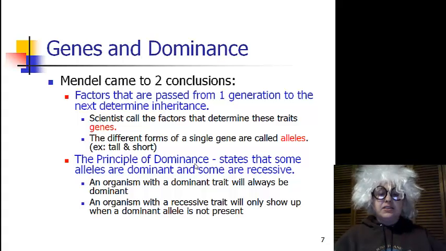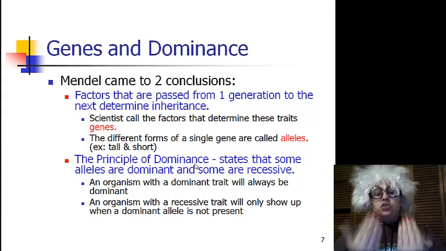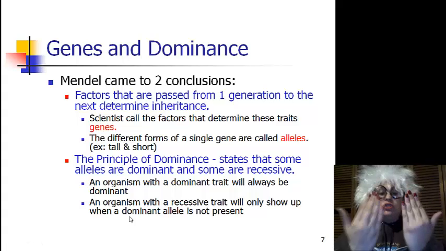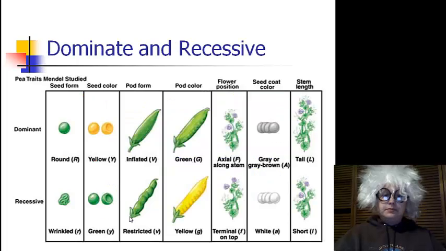To actually show a recessive, you have to have two recessives. So an organism with a recessive trait will only show up when a dominant allele is not present. So when there's two recessives.